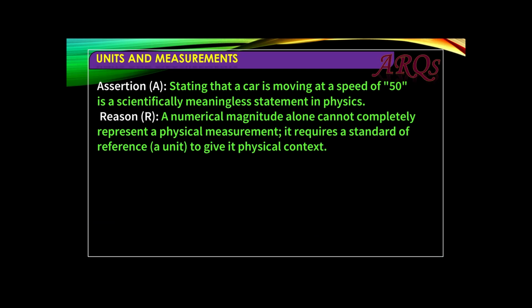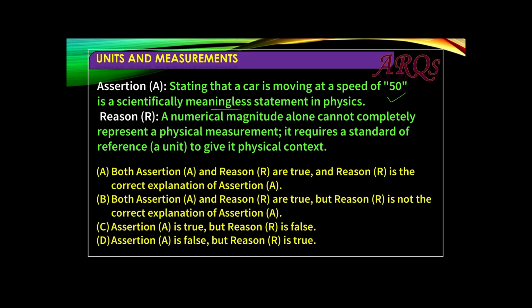Now another assertion stating that a car is moving with a speed of 50. Remember, no unit. It is scientifically meaningless. Yes, we don't know whether it's moving with 50 meter per second, 50 kilometer per hour, no idea. And so assertion is true. So D is wrong. Then what does it say? A numerical magnitude alone cannot completely represent a physical quantity. True. It requires a standard unit. That is also true. So reason is true. Now between A and B, the reason is the correct explanation for the assertion. So the answer is A.